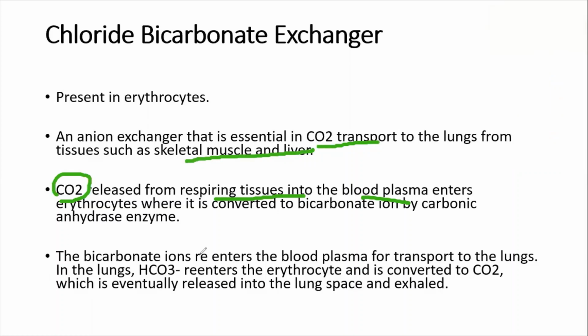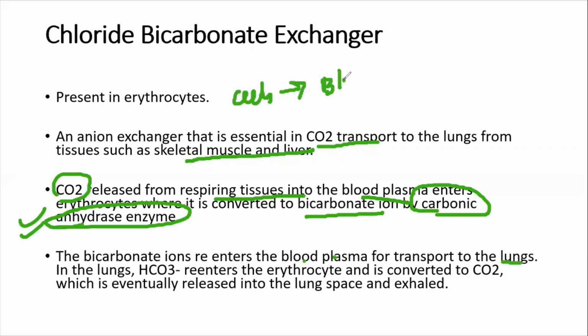It enters the erythrocytes and then it is converted to bicarbonate with the help of carbonic anhydrase enzyme. Please remember the carbonic anhydrase enzyme, the most active and the fastest enzyme whose turnover rate or the catalytic Kcat is very high. Okay, we will study later. Now, the bicarbonate ions then re-enter the blood plasma for transport to the lung. So what happened till now? From the cells, it has gone to the blood plasma. Okay. Now from the plasma, it has gone to the RBC.